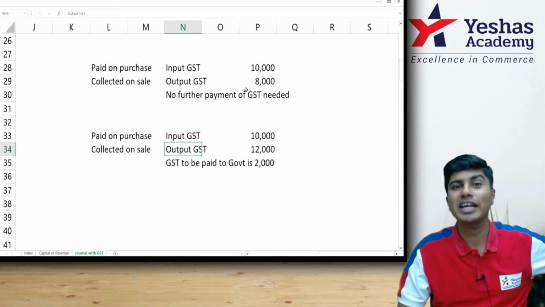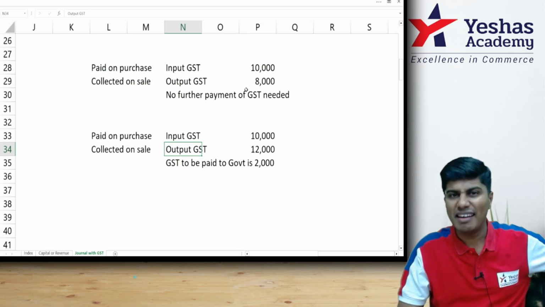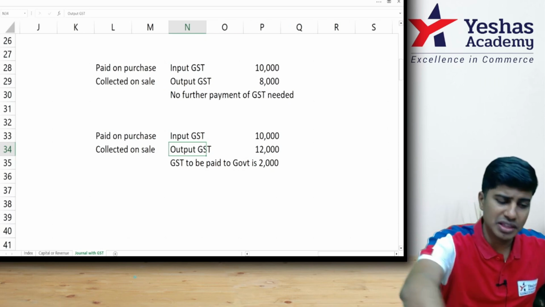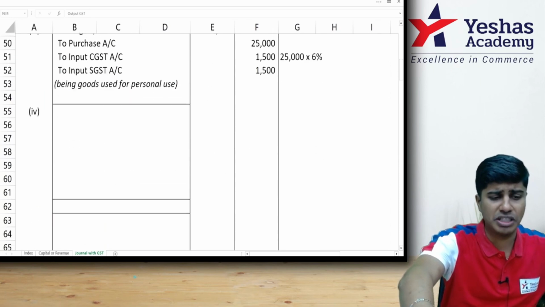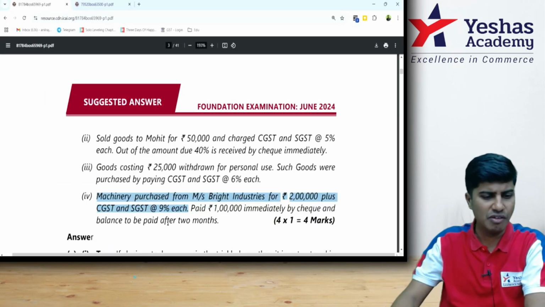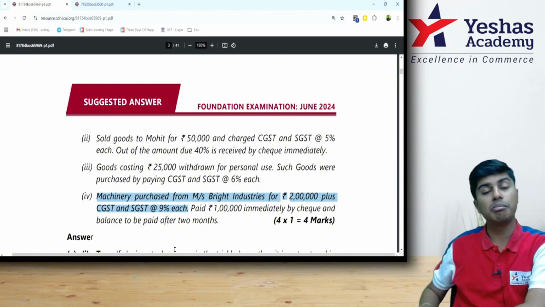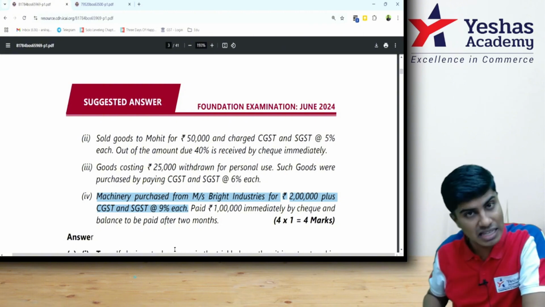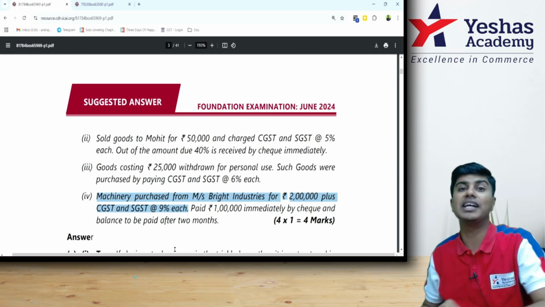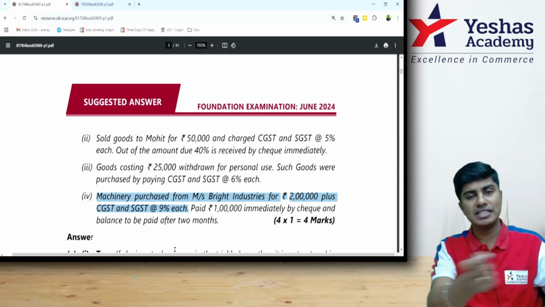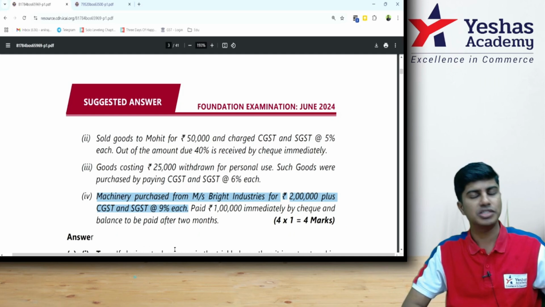What is it called as? Input tax credit availed. With regard to this purchase of machinery, whatever I am doing right now, equipment from Bright Industries, we can make two assumptions. Assumption number one, input tax credit is available. If input tax credit is available, that amount will be written separately as input CGST and input SGST.